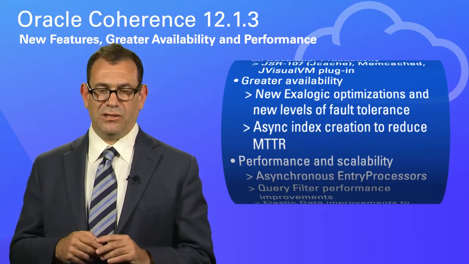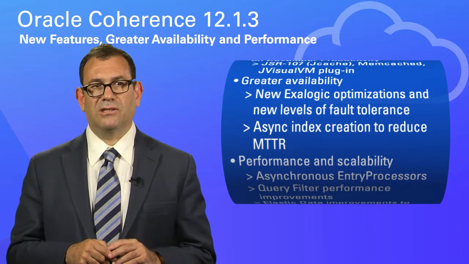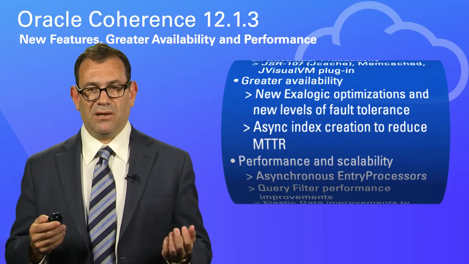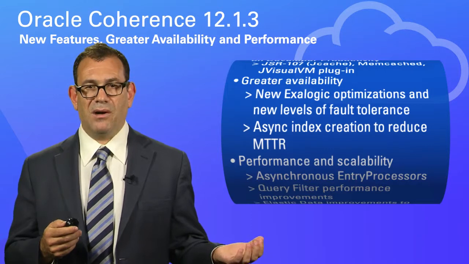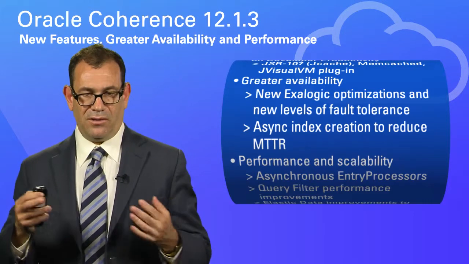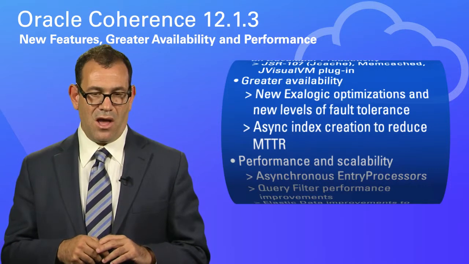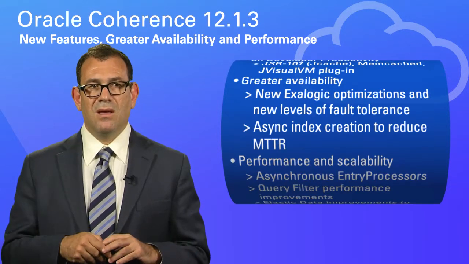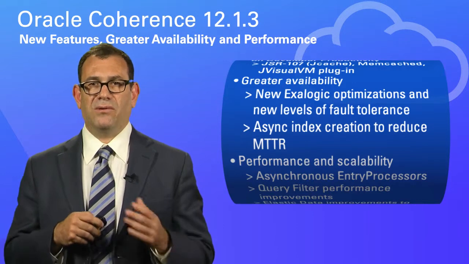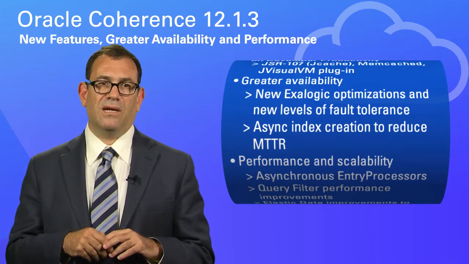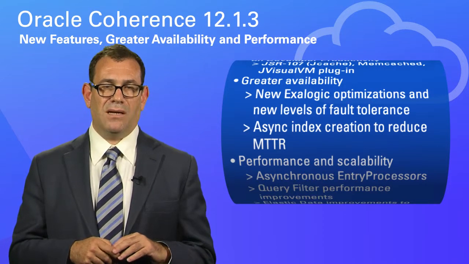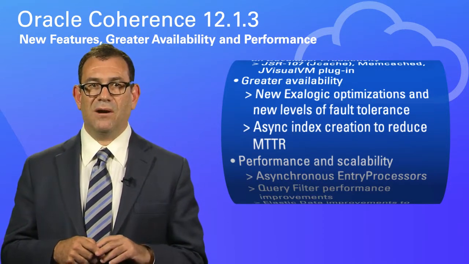We also have some new features that address availability concerns. One of them is what we call asynchronous index creation. And this is when you're rebalancing a Coherence cluster, say you've lost a member and you need to promote a backup partition to be primary. Now, all of a sudden, there's lots of activity going on in the Coherence cluster, and your latency may suffer until you're fully recovered. One of the big barriers to fully balancing your cluster is that we have to recreate indexes. So what we've done in 12.1.3 is we've made that index creation asynchronous, whereas it used to be synchronous. And the net effect of that is to reduce your mean time to recovery, or MTTR.